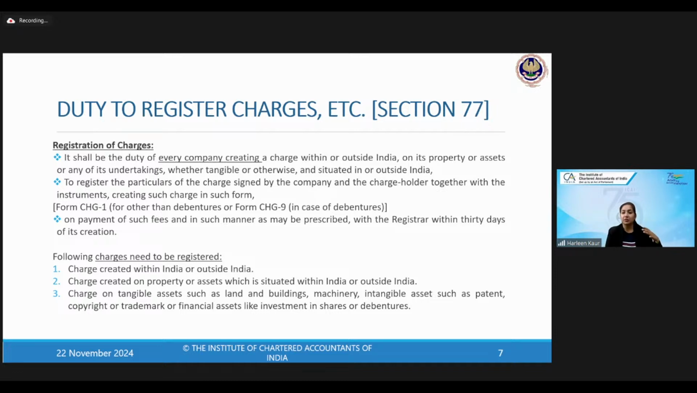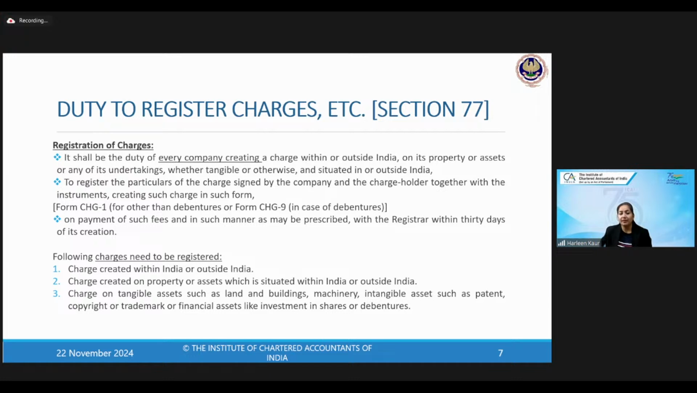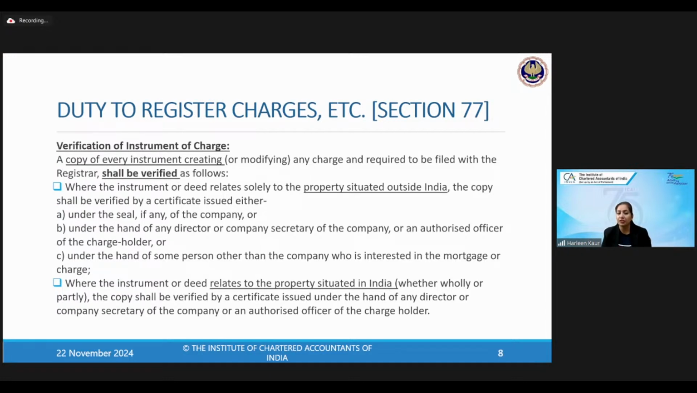Suppose I'm ABC Limited, I have certain big buildings and land in Dubai. So I took a loan of 1 crore rupees from HDFC Bank and I said one house in Bombay I'm giving as a security, I'm mortgaging it with you, and another house in Dubai I'm giving as a mortgage. So even the assets outside India or inside India, both can be given as a security. The only point of difference is how these instruments need to be verified. First, we'll do this slide 8 and then I'll take you back to slide number 7. Okay. First, let me explain to you about the verification of the instrument of charges.